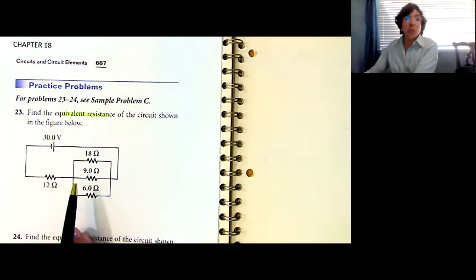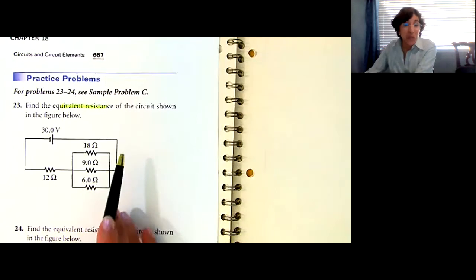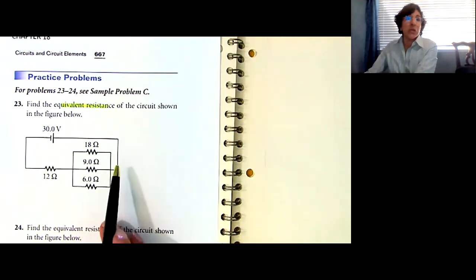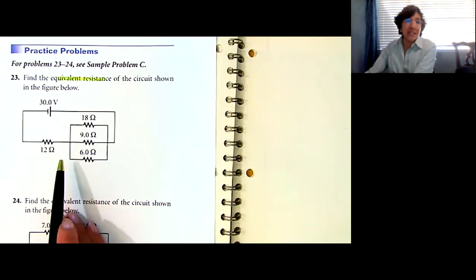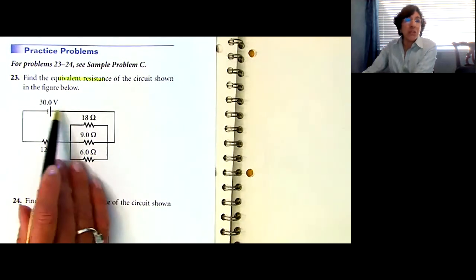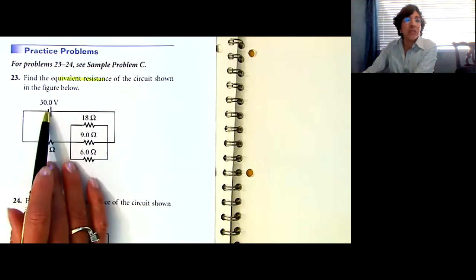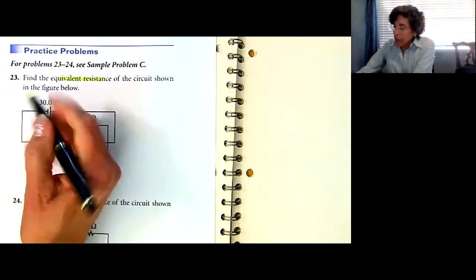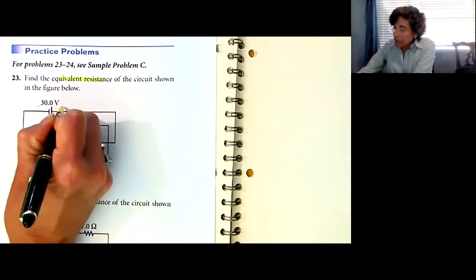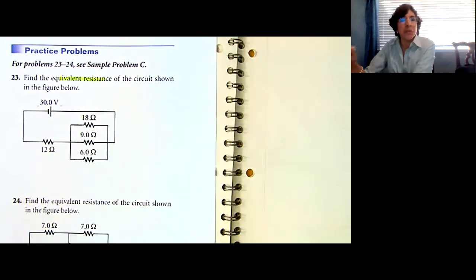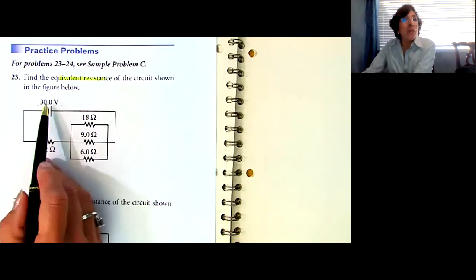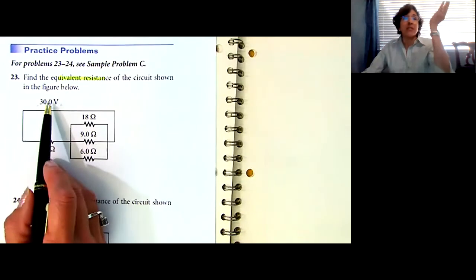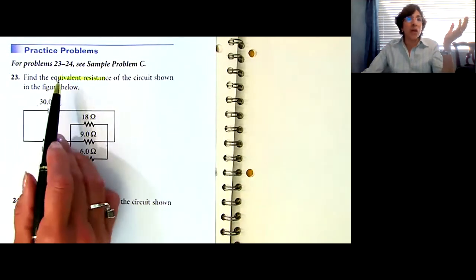So we're going to look at number 23. It says, find the equivalent resistance of the circuit shown in the figure below. So we have to look at this circuit here and analyze it. Because remember, here's my battery. The short one is the negative terminal, and the long one is the positive terminal. Usually I just put plus and minus in a circle. It's another way. So this power supply or battery only sees one effective or equivalent resistance.